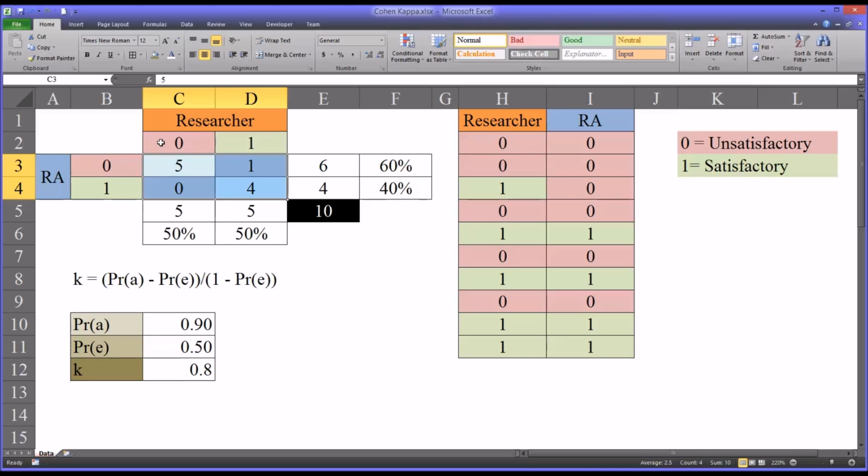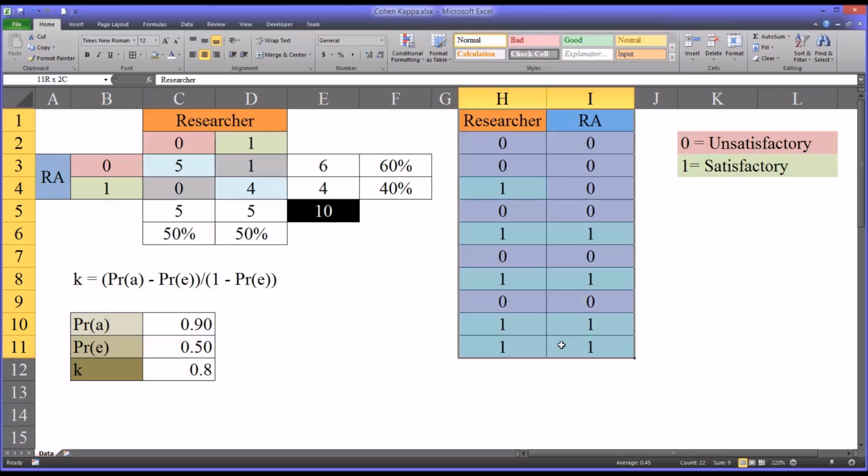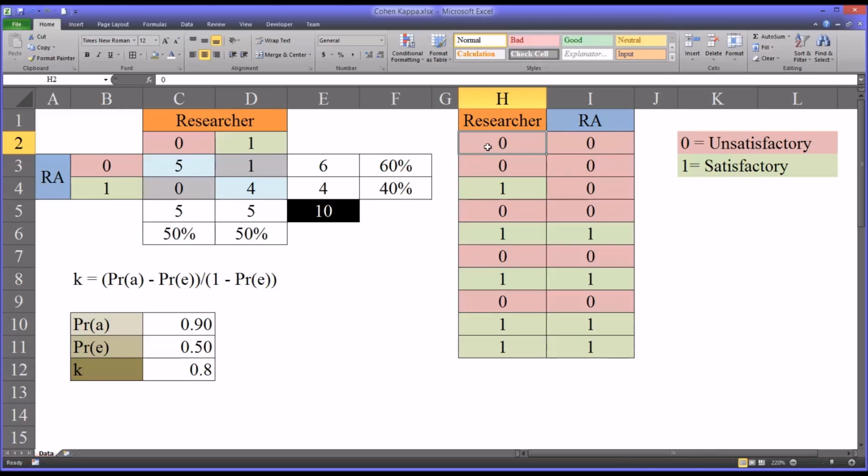So what we do here is we look at the number of times that the researcher indicated unsatisfactory and the research assistant also indicated unsatisfactory. So if we look over at this table, which is formatted for SPSS, we can see that that occurred 5 times. 5 times that the research assistant and the researcher both found the participants to be unsatisfactory for the study. So you input 5 in that cell.